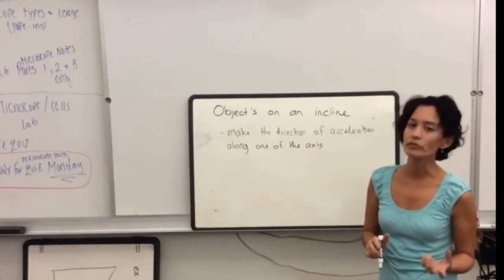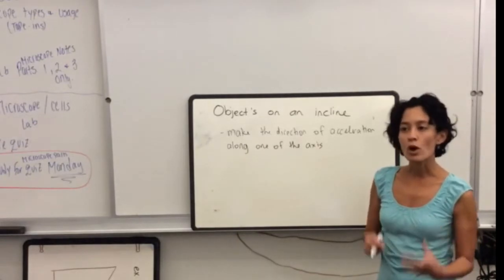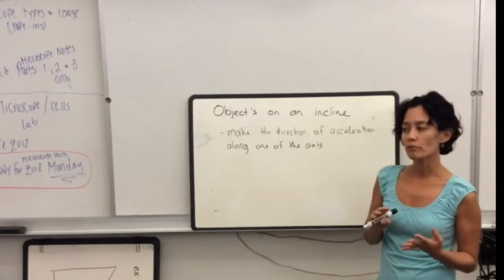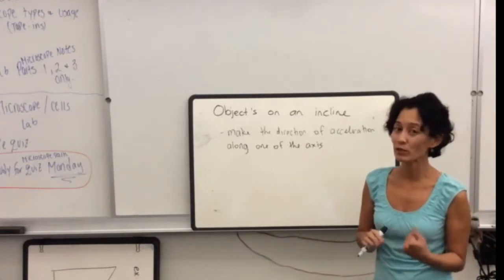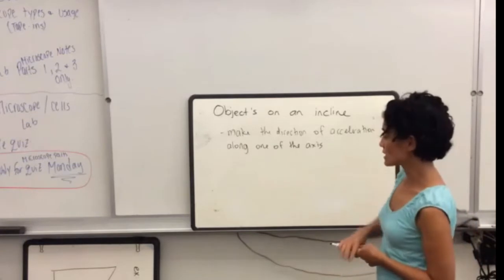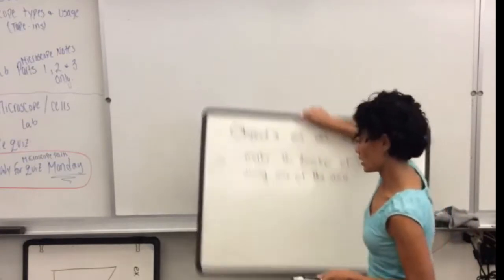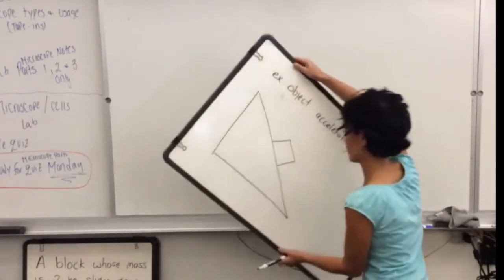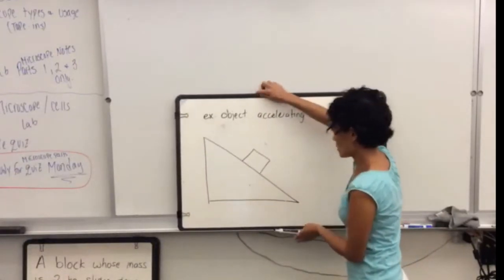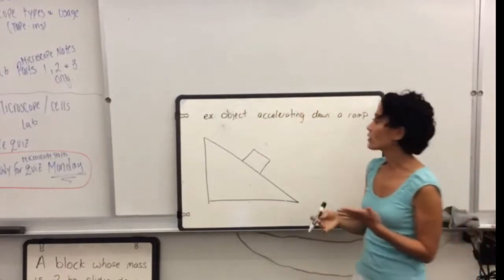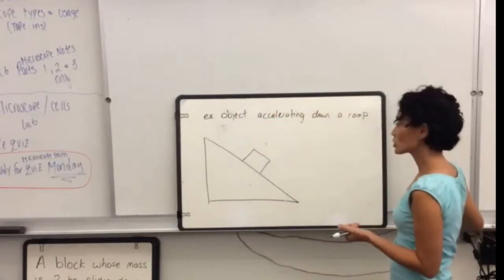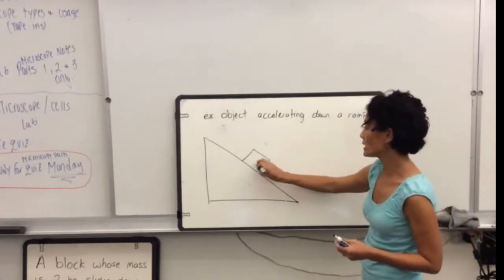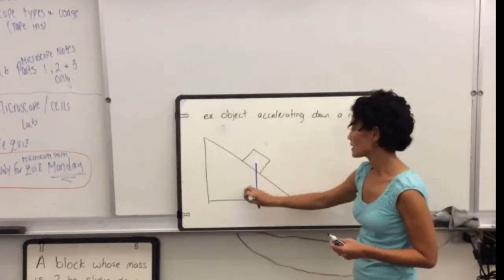So it's going to be a little different in terms of what we're used to breaking up. Normally we're used to breaking up things like tension, etc. And this time we're going to be breaking, mainly, weight. So let's go ahead and see that. So let's say we've got an object on an incline. For example, if we have an object accelerating down a ramp, if you were to look at the forces on this, we definitely are going to have a weight that is going down.